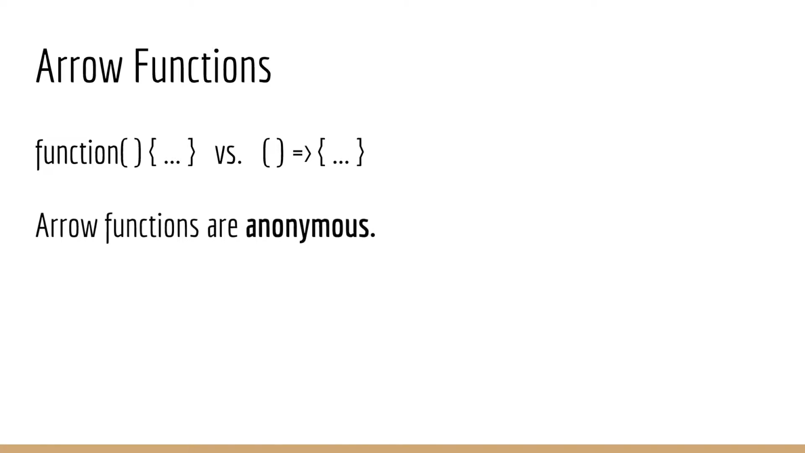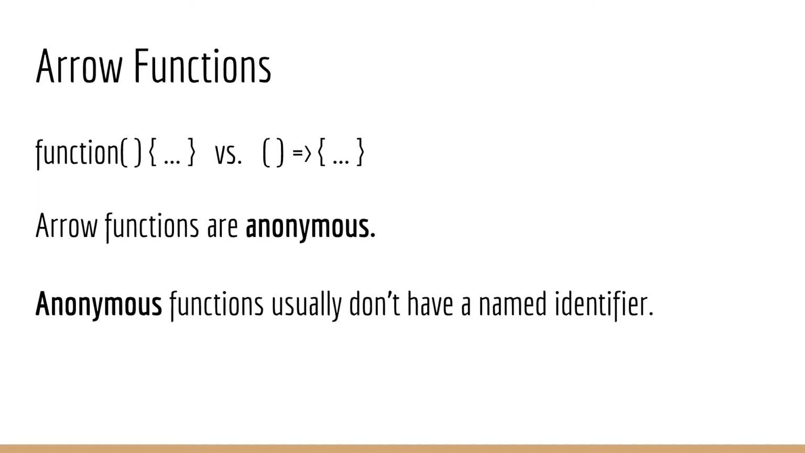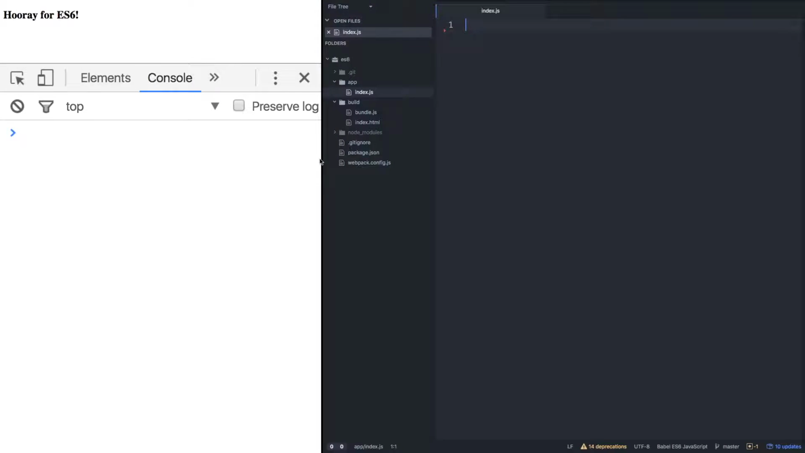They're anonymous. So, what's an anonymous function? An anonymous function will usually not have a named identifier to refer to it. They're called anonymous functions because we declare them using an operator rather than the function keyword. Alright, so let's look at a normal function called blastoff.